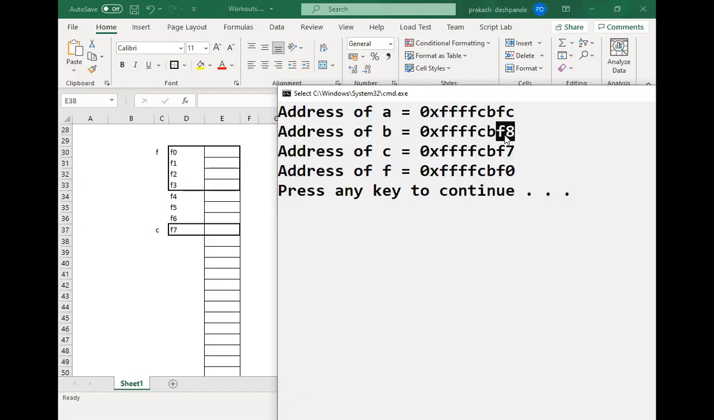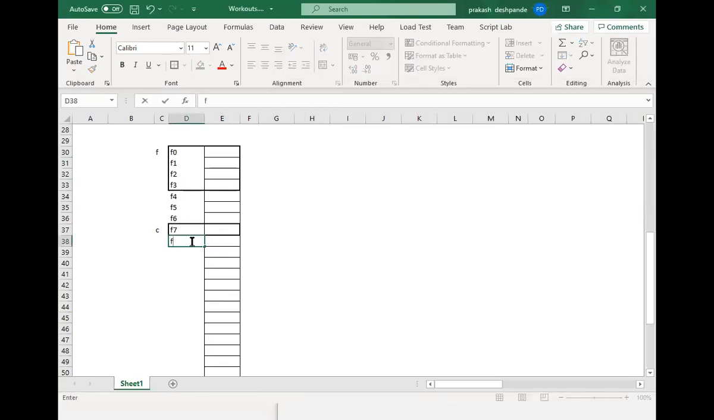F8. Now, F8 is the starting memory address for the variable B. How many bytes of memory are required for variable B? 4 bytes. So starting from F8, F9, FA, FB. Are they 4? Yes, sir. So these 4 bytes are now allocated for variable B.